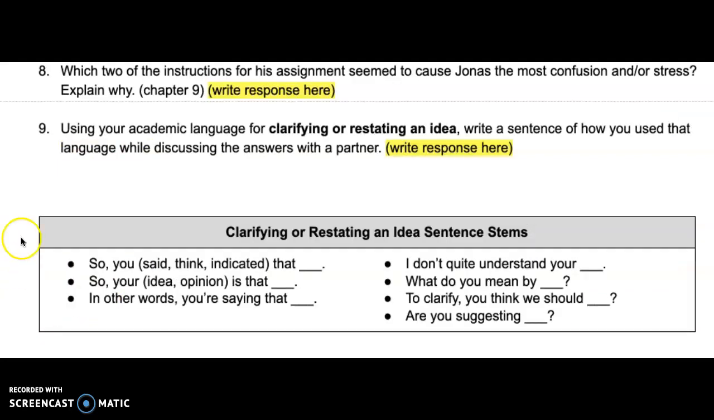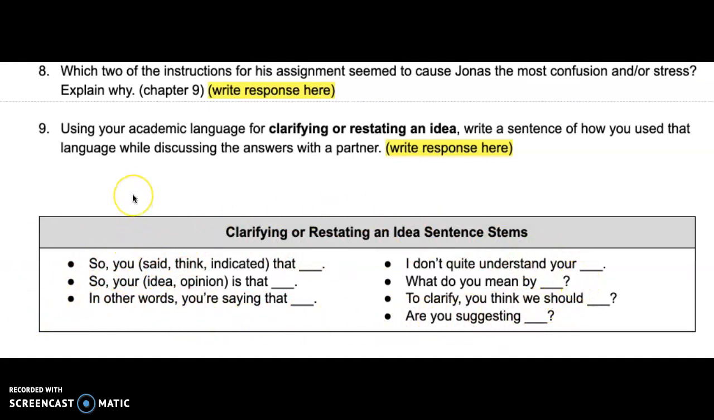I want to point out question number 9. While you are working with your breakout groups or learning pods, I want you to be using your academic language for clarifying or restating an idea. And then I want you to write a sentence of how you use that language while discussing the answers with the partner. So think about having discussions and using these words when you are speaking with another student.